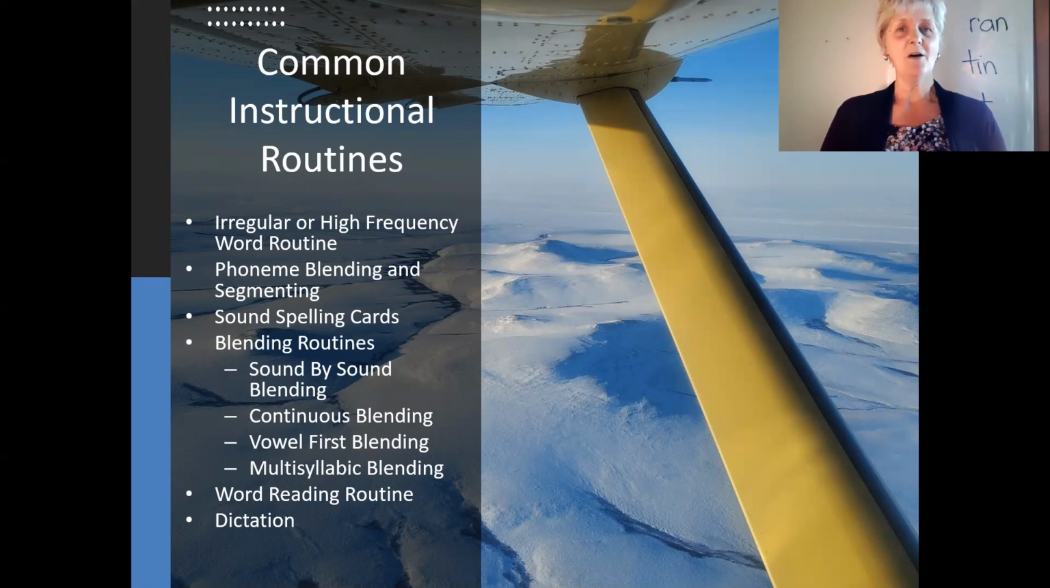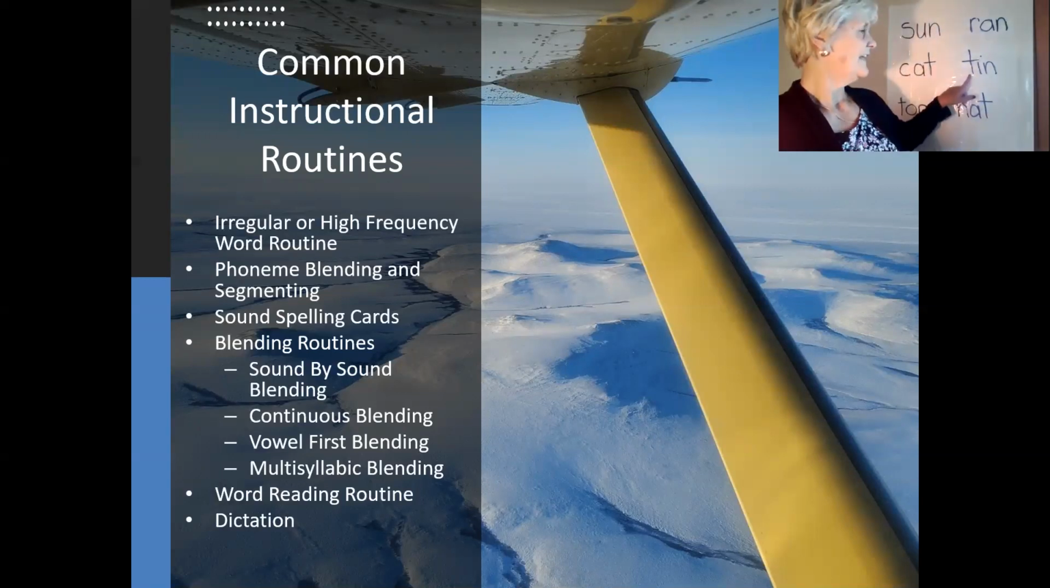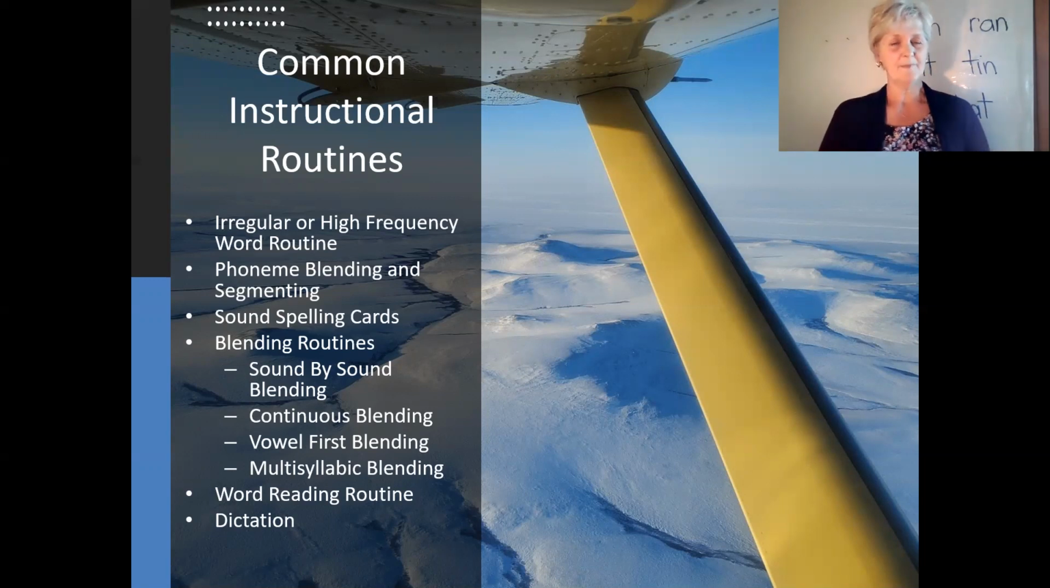Blending routines. Almost every reading program has blending routines, and they are typically these routines. Typically, there is continuous blending, and that's where I move through the sounds in a looping fashion and blend those sounds together, and then eventually say the whole word. That's continuous blending. Sound by sound blending is taking sounds and putting them together sound by sound or pattern by pattern. Vowel first is when you spot the vowel first and identify the vowel sound. It's usually done with complex vowel patterns, and then go back and read the whole word. And multisyllabic is just as it says.